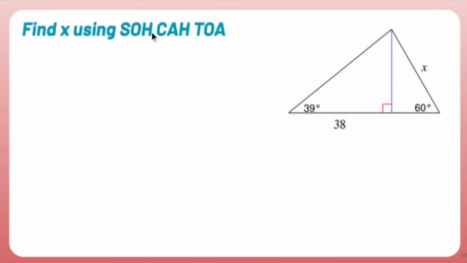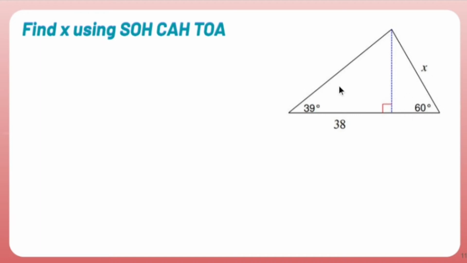Find x using SOH CAH TOA. All right, so x is over here. I'm given a 30, 60, 90 triangle, and Satan is tempting me to use that, but I'm not going to. Maybe I will. I don't know. Maybe I'll just give in to my temptations. But I can't even do anything right now. I'm just given a hypotenuse and 60 degrees.